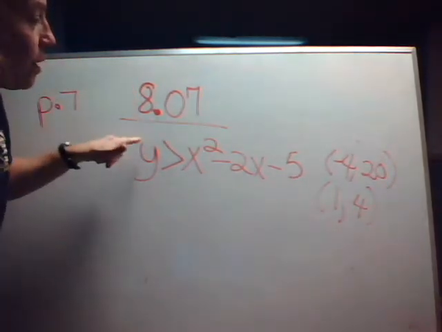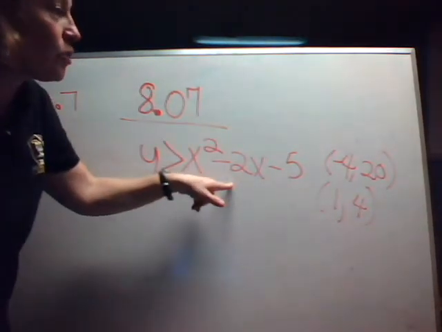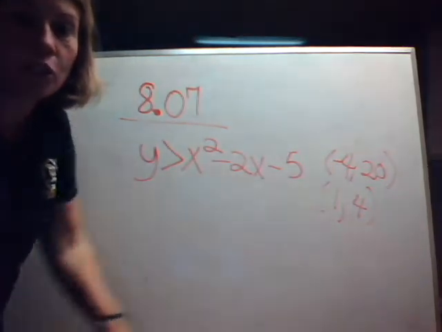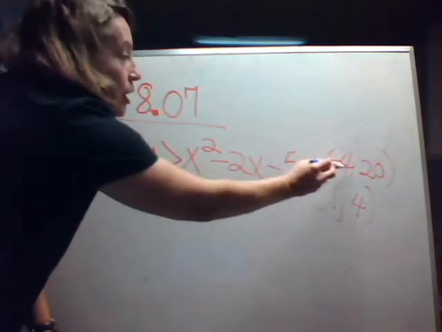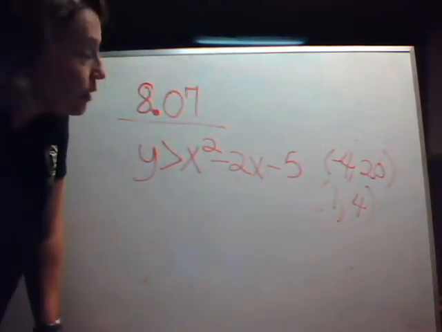Okay, the first example I'm going to do is off of page 7 in the LMS. You've got a quadratic and you've got some points to test. You have actually 5 points. I'm going to show you how to do the first 2. Here's your quadratic and you're trying to decide if that point negative 4, 20 is in the shaded region.